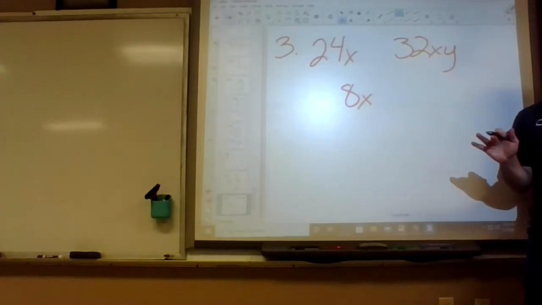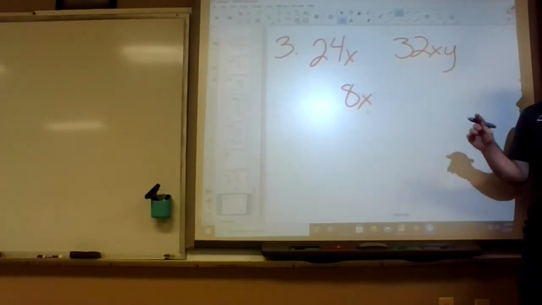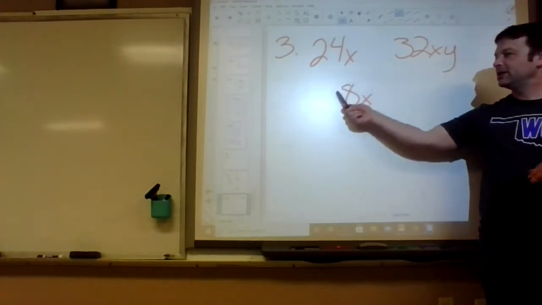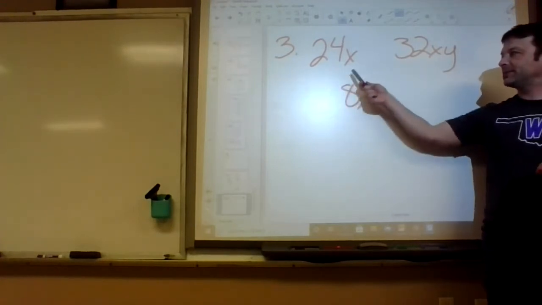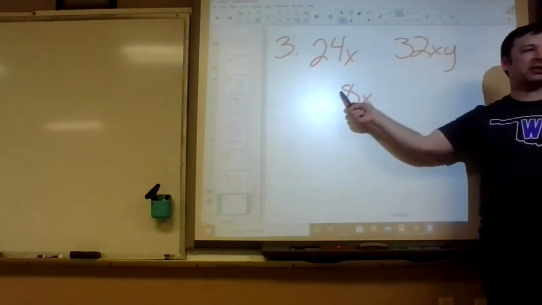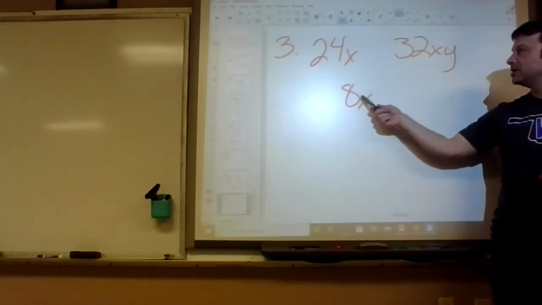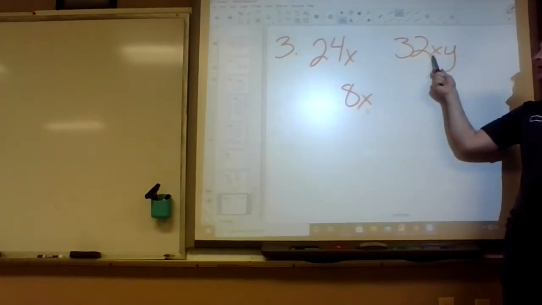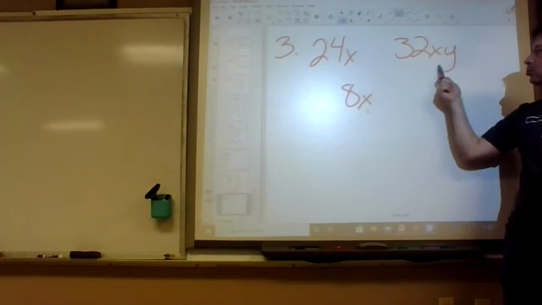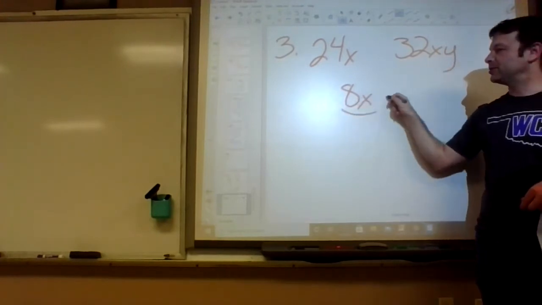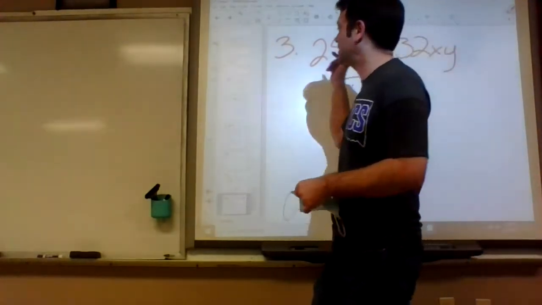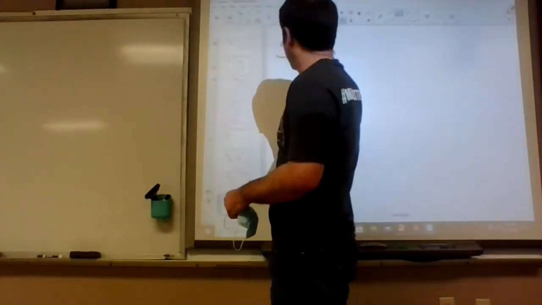Okay, why is this the greatest common factor? Because this is the biggest thing that you can still multiply by something to get both of these. Like, what could we multiply 8x by to get 24x? 3. What could we multiply this by to turn it into 32xy? 4y. So this goes into both of them. It's the biggest thing that goes into both of them. Anyway, that's the answer.